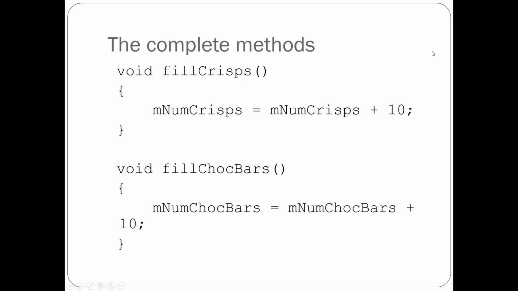There are the methods. There's fill crisps, and all we're doing is adding 10 onto the value of the instance variable mnum crisps. And the fill chocolate bars, we're just adding 10 onto the instance variable for mnum chocolate bars.